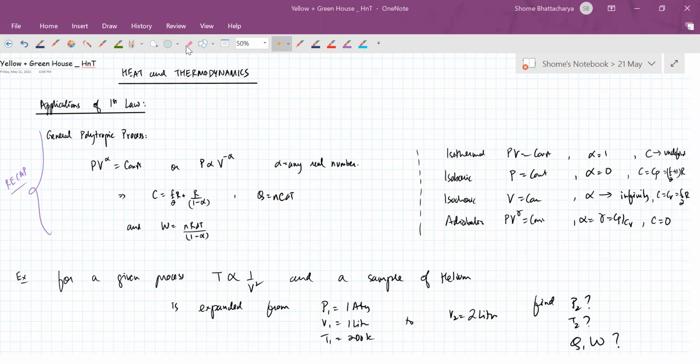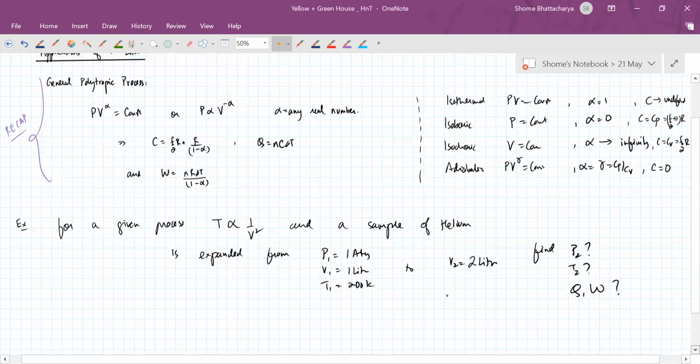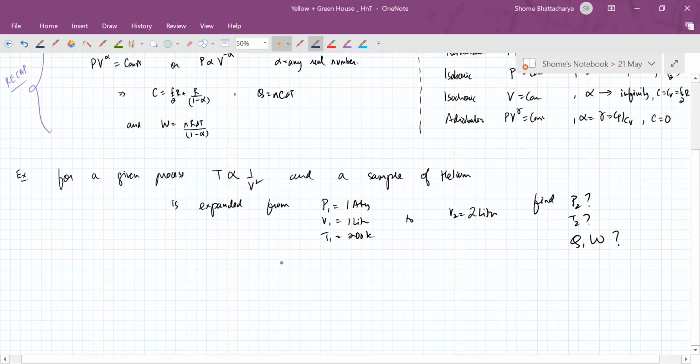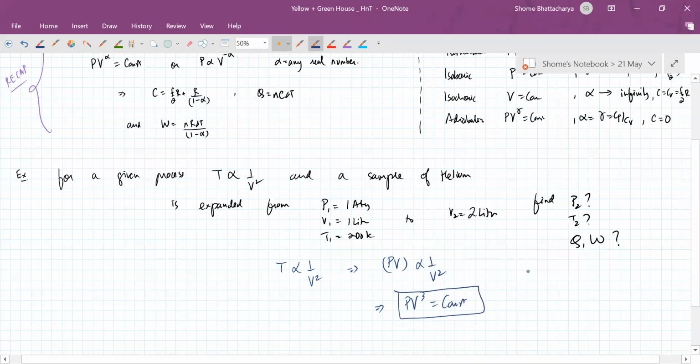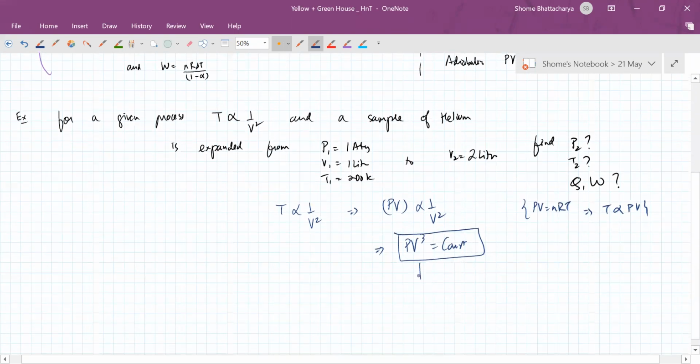Yes, so that's correct, Kanishk and Yash Bhaviskar. So temperature is proportional to 1 by V square. That means pressure into volume is proportional to 1 by V square, or PV cube is constant. That is the pressure volume relation. So that is the first thing we'll understand. So it's a polytropic process.